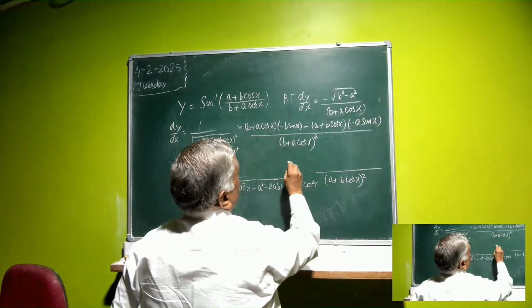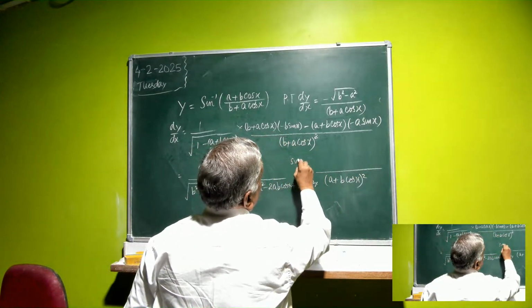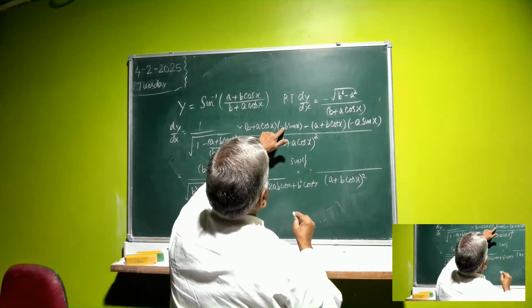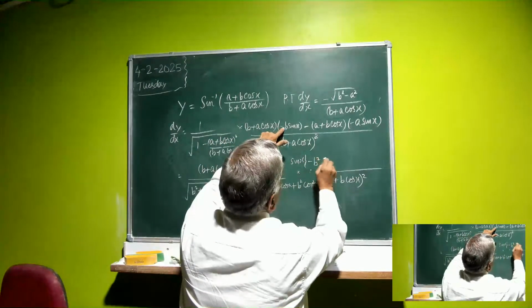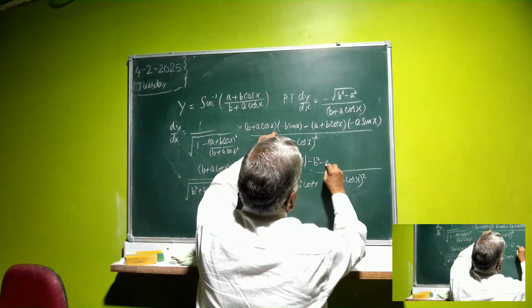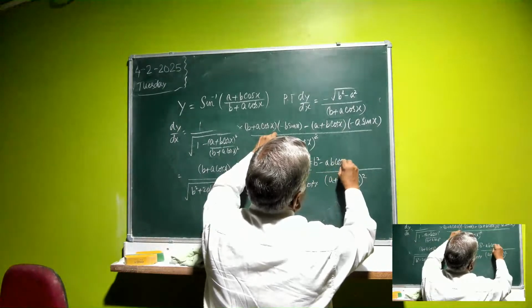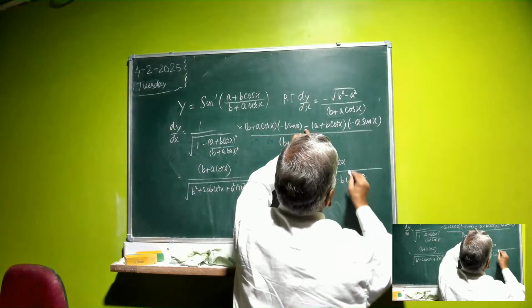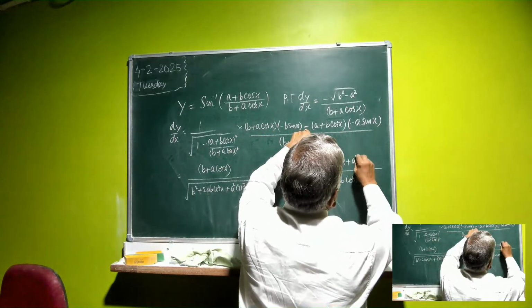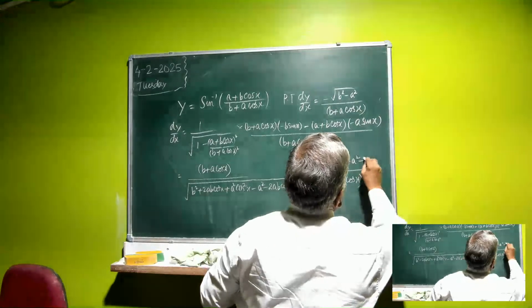Now, what do you get? You take sin x common. You have got minus b, so minus b square you get. Minus ab cos x. You have got minus a, minus plus a square you get. Plus ab cos x.